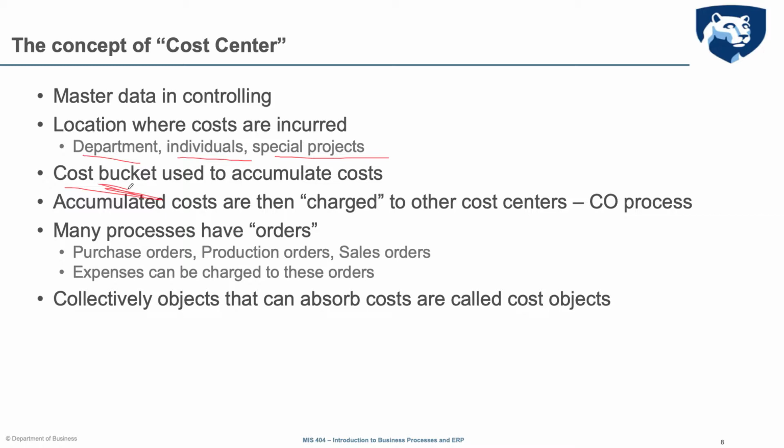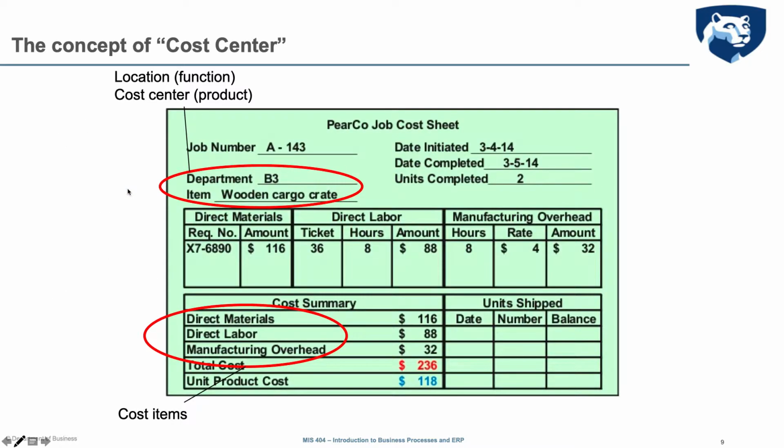You see an example here. I mean, we already analyzed that. So in this case, our cost center is the department B3, which is in charge of realizing the wooden cargo crate, which will generate a future sale. This cost center has a cost allocated for the realization of this job of $236. And this will be subjected to analysis and allocation and elaboration of financial accounting.